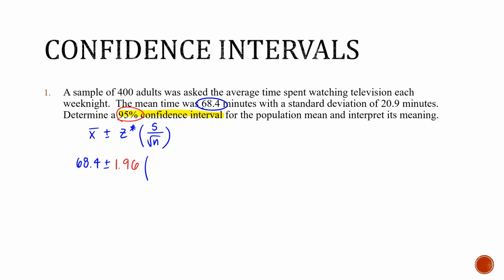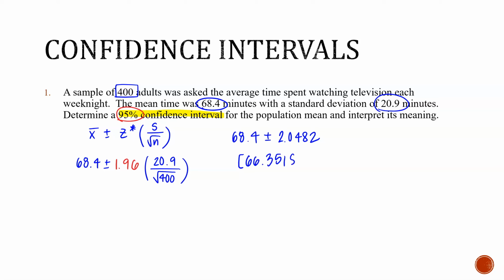The sample standard deviation was 20.9 minutes, and the total number of adults sampled was 400. And that leaves me with 68.4 plus or minus my random error of 2.0482, giving me an interval of 66.3518 to 70.4482.